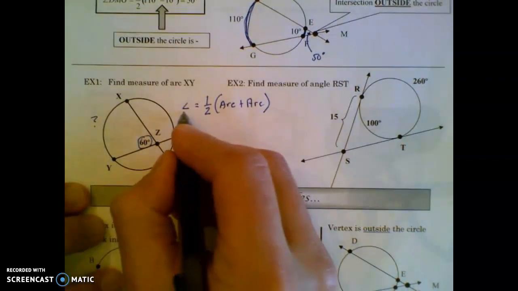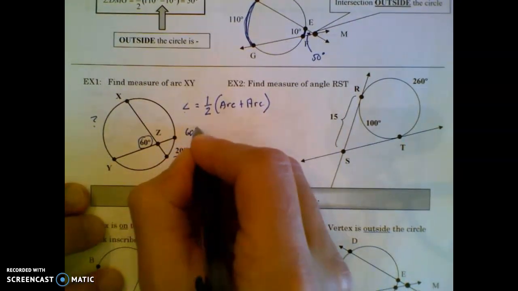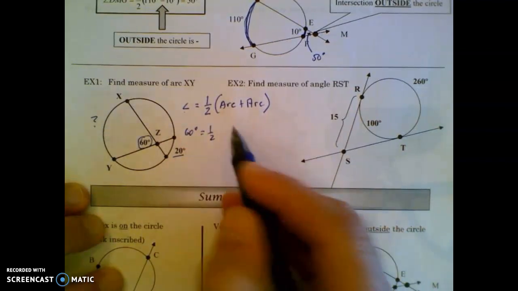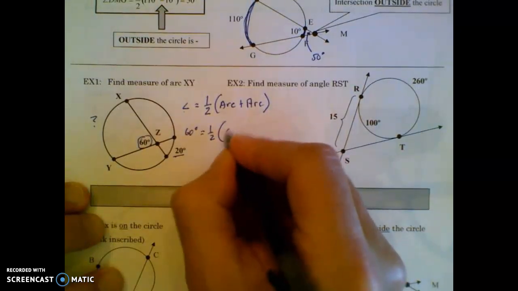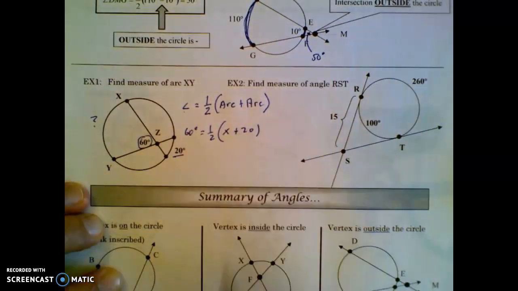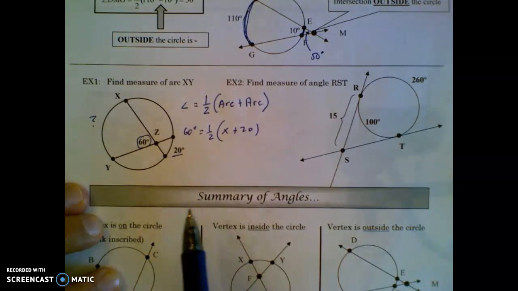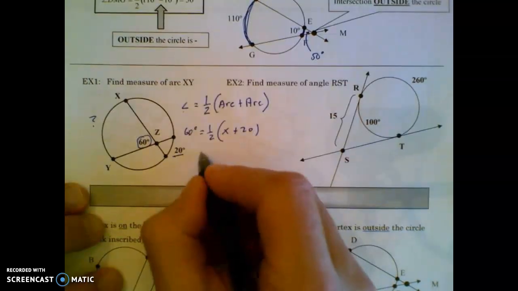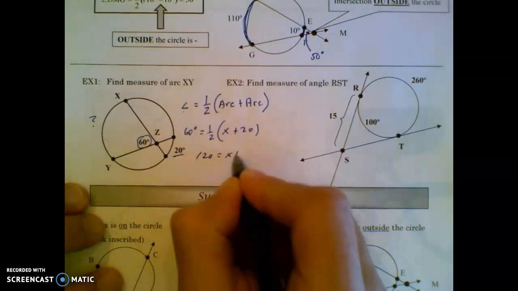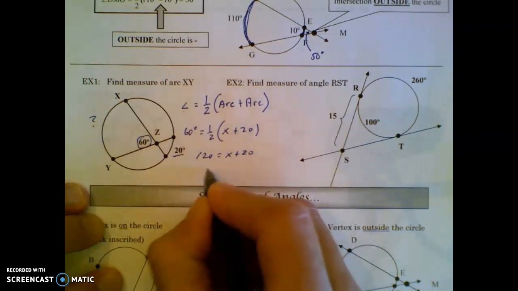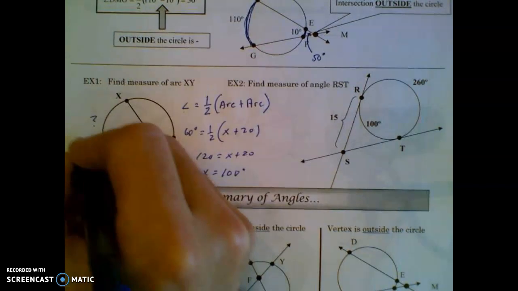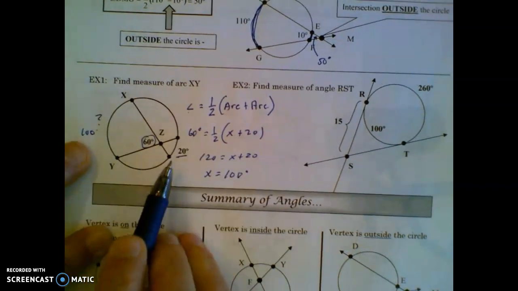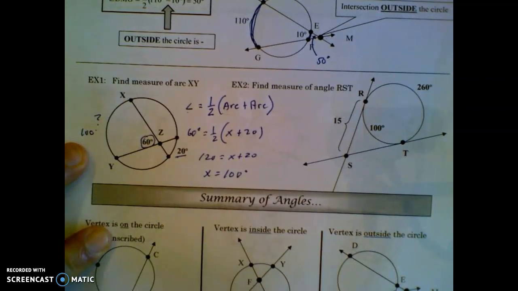So in this instance, I know the angle. It's 60 degrees. The two arcs, well, one of them is 20. The other one, I don't know what it is, so I'll just call it x. So then algebraically, I'd probably get rid of the half first by multiplying by 2. And then I have x plus 20. So then I subtract 20. So that means that missing arc has to be 100. And you could check your answer. Okay, if this is 100, and I do 100 plus 20, that's 120. Half of that is 60, so it all works out.